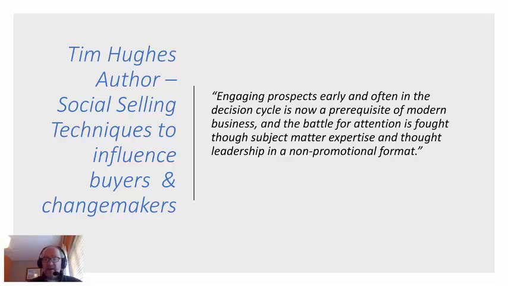On the first slide, I've got a quote from Tim Hughes, the author of the book Social Selling: Techniques to Influence Buyers and Change Makers. And I really like this quote you see here on the front: "Engaging prospects early and often in the decision cycle is now a prerequisite of modern business, and the battle for attention is fought through subject matter expertise and thought leadership in a non-promotional format."